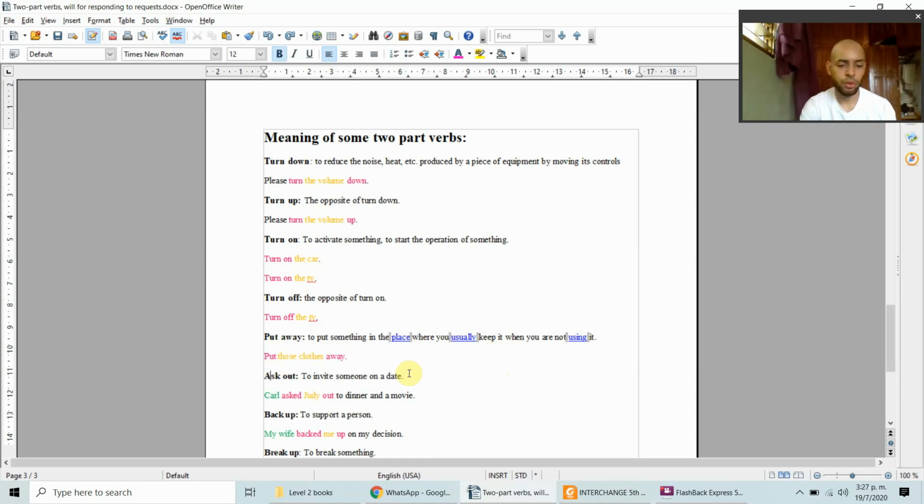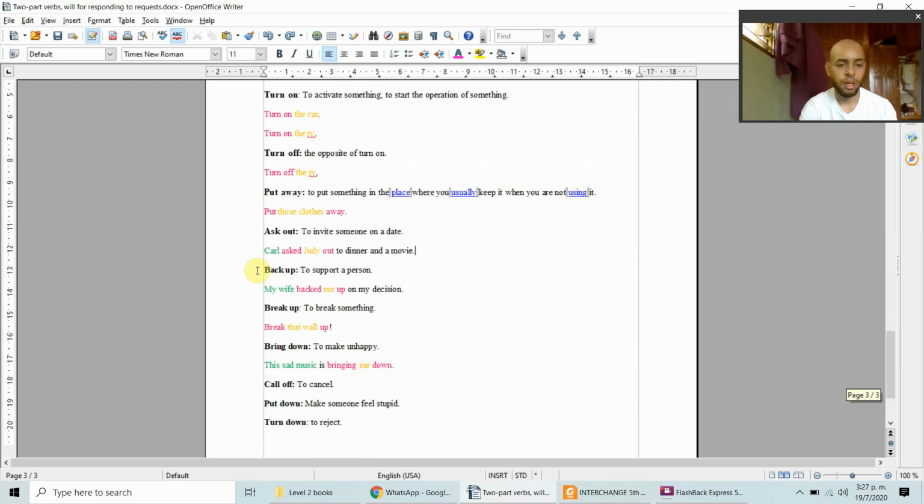Ask out, to invite someone on a date. Carl asked Judy out to dinner and a movie. To back up, to support a person. My wife backed me up on my decision. This means that my wife supported me on my decision. Break up, to break something. Break the wall up means to break down the wall, to destroy the wall.